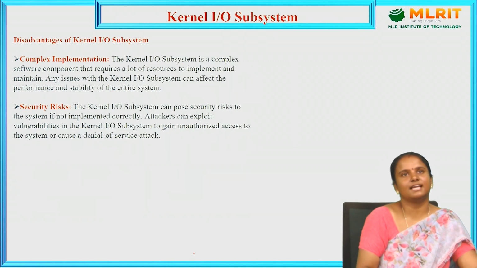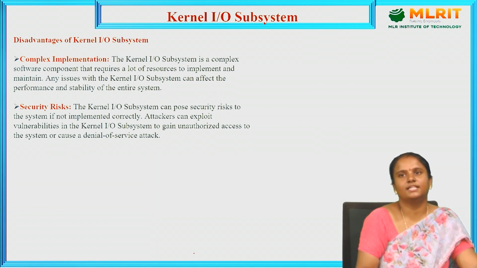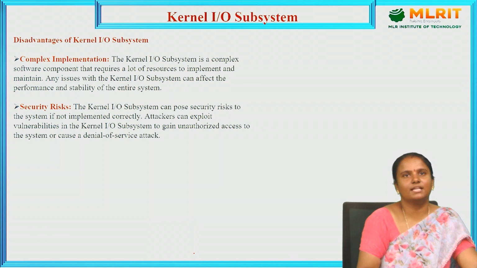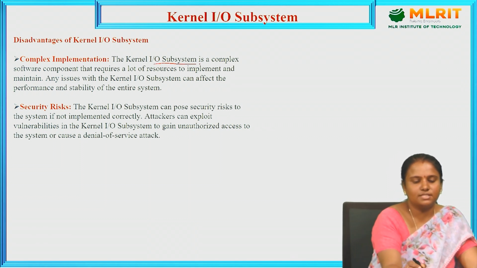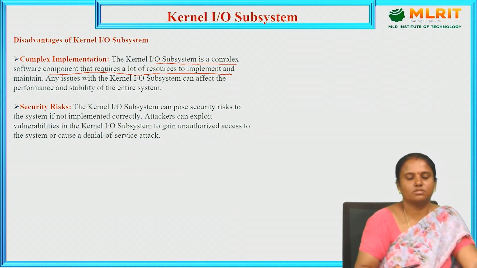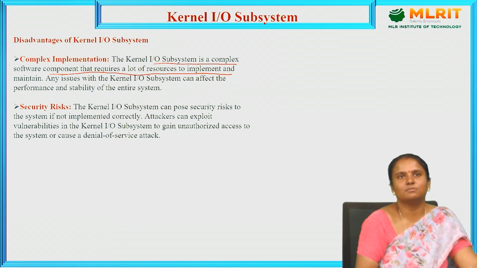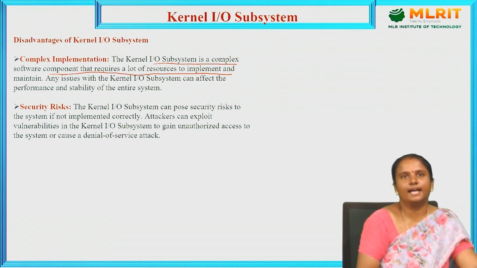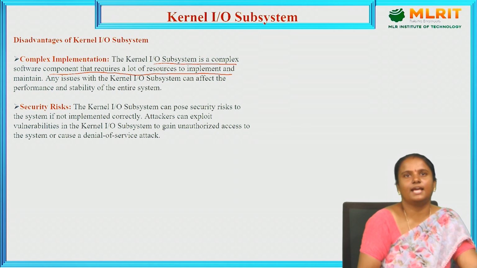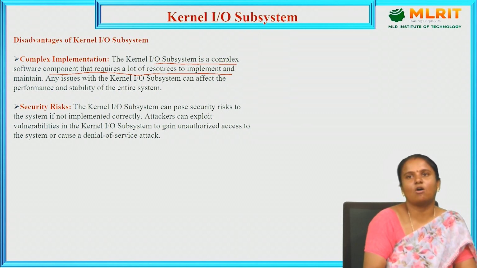So next, what are the disadvantages of this kernel input-output subsystem? There are two disadvantages: complex implementation and security risk. What do you mean by complex implementation? The kernel input-output subsystem is a complex software component that requires a lot of resources to implement and maintain. So you are implementing complex responsibilities in the kernel, which may require a lot of resources to implement and to maintain.